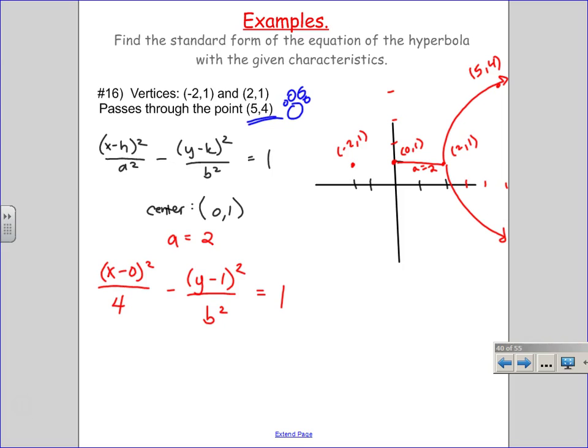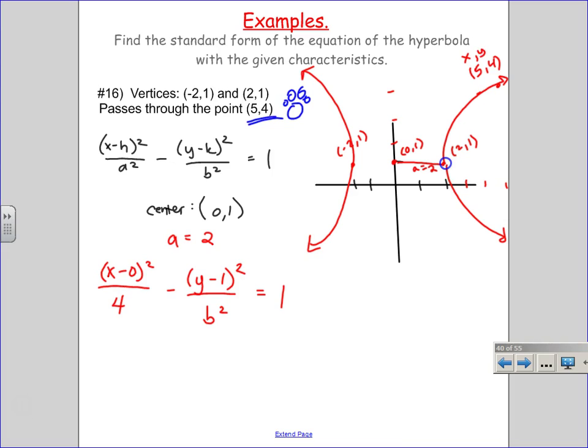It is on the hyperbola. And I already have vertices, don't I? I need b. Because the vertex of -2, 1 goes that way, and the vertex of 2, 1 goes this way. And it said that somebody had to pass through 5, 4. So it must have passed through 5, 4. But how does that help me?